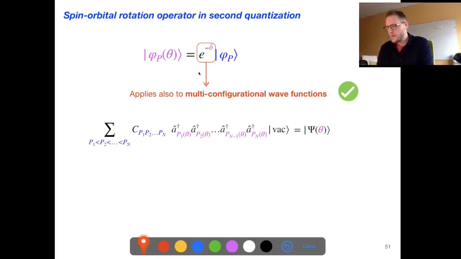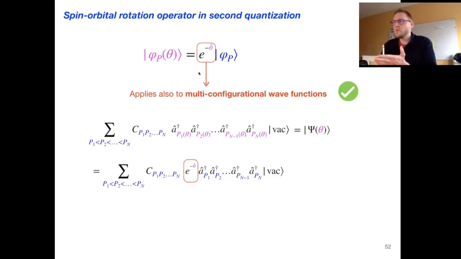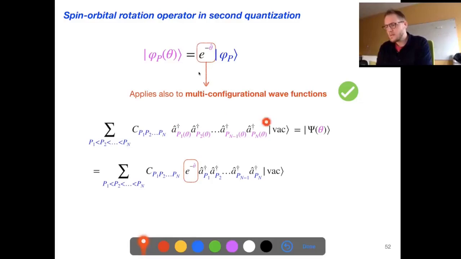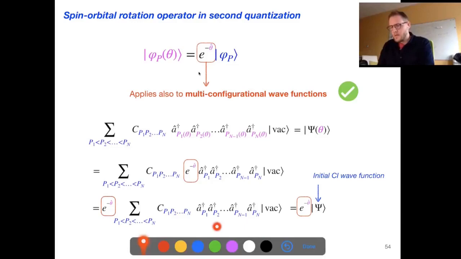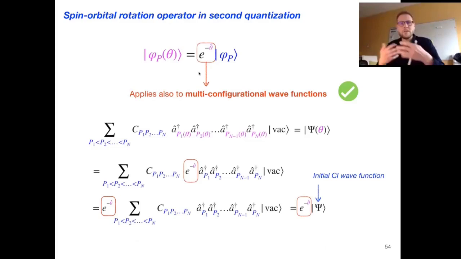And how can I do that? Well, as I said before, it's convenient to use this exponential operator because you can rotate the orbitals inside any Slater determinant just by applying this exponential minus theta operator. And it's the same operator for all Slater determinants, as I was mentioning. So you can just take it out in front of the summation. It does not depend on the Slater determinant. If you do that, you recognize that this is exactly your initial CI wave function. So again, you can take a linear combination of Slater determinants and rotate the orbitals in all of them, inside this CI wave function, just by applying this exponential minus theta.